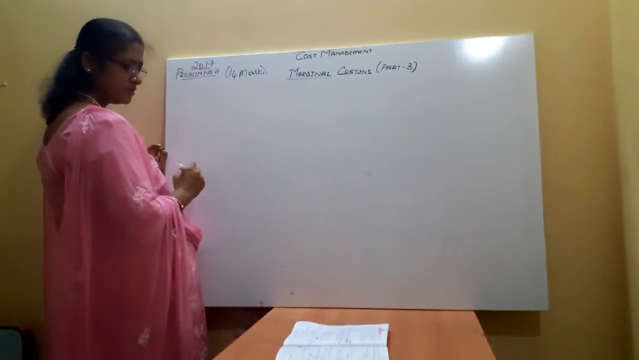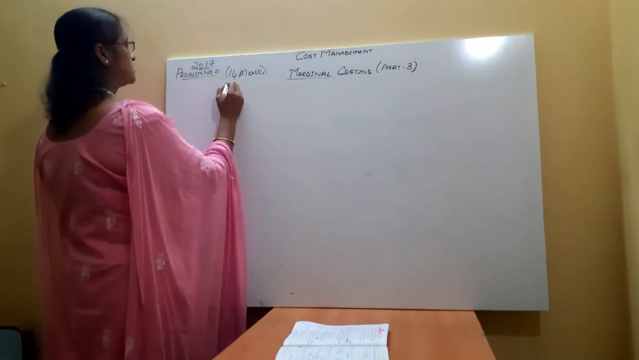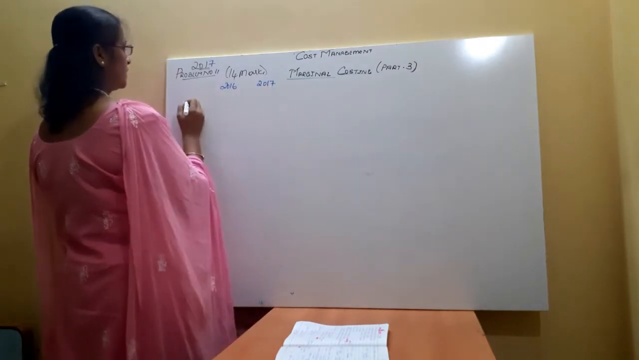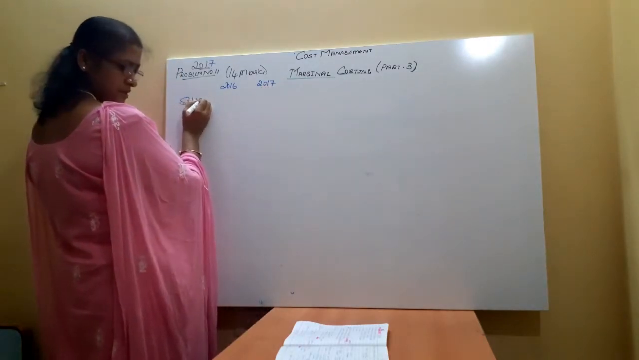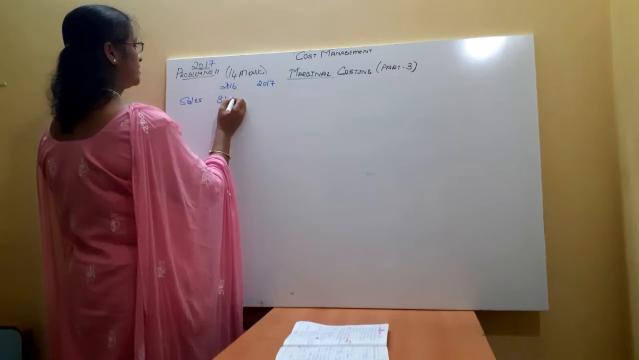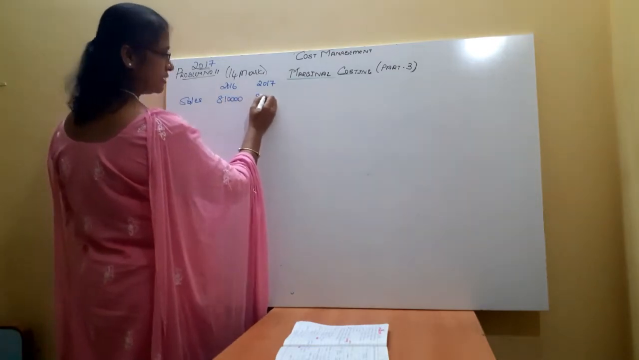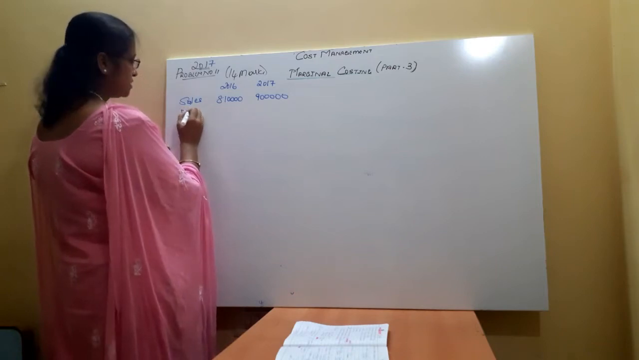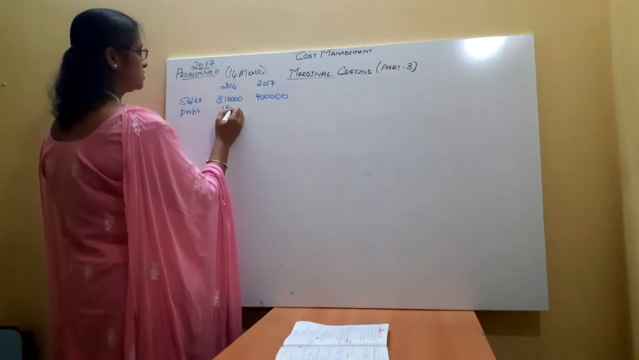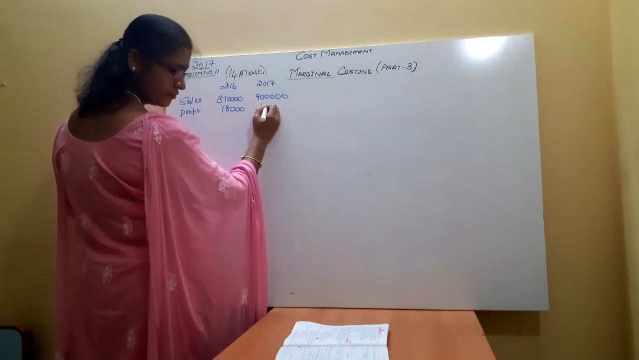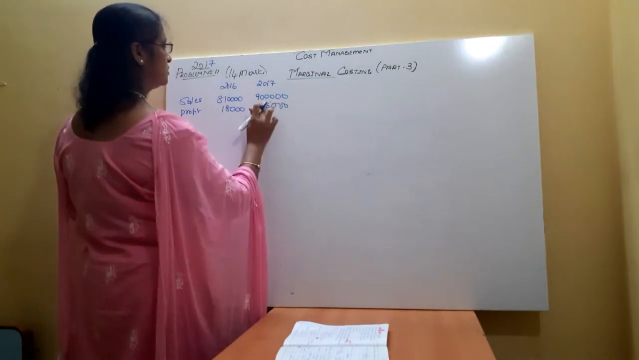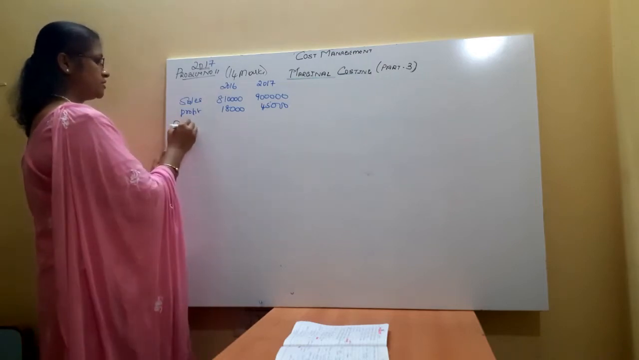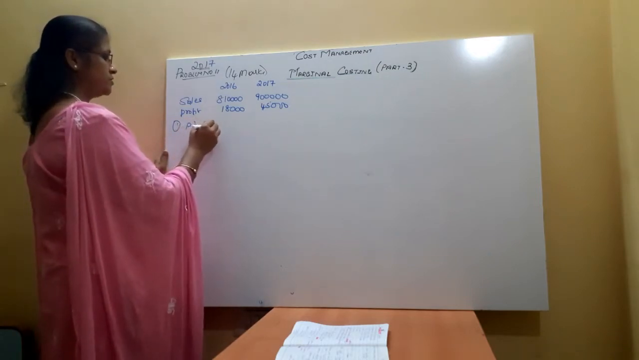So the information given here is again for 2 years, that is 2016 and 2017, where they have said sales is 8,10,000 and 9 lakhs, and profit is 18,000 and 45,000. Okay. So what is the first thing they've asked you? They've asked you to calculate the PV ratio.